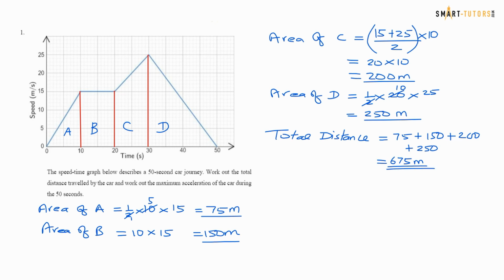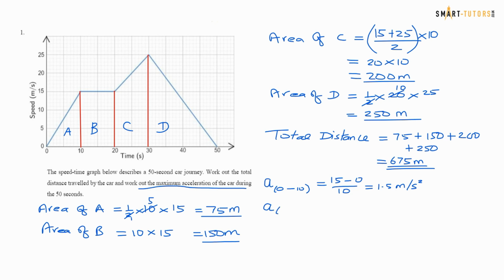Second part, they are asking for the maximum acceleration of the car. So the acceleration is change in speed divided by time taken. So if I find the acceleration between 0 and 10, the acceleration is going to be the change in speed, 15 take away 0, divided by 10, so 15 divided by 10 is 1.5 meters per second squared.